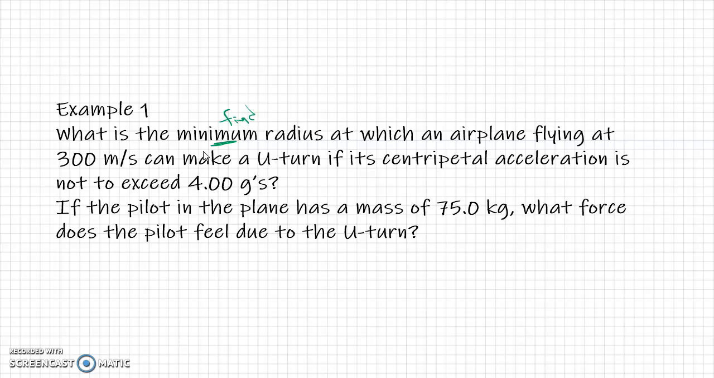We have an airplane flying at 300 meters per second, so that's a velocity. It can make a U-turn if its centripetal acceleration is 4 Gs. I do note here the units are in Gs. We would need to change this into an MKS system, so there is going to need to be some kind of conversion into meters per second squared.